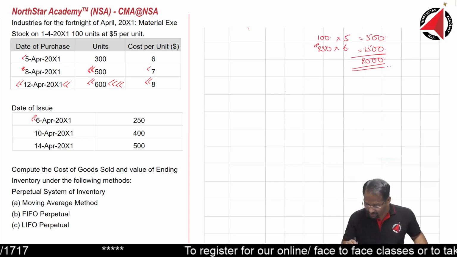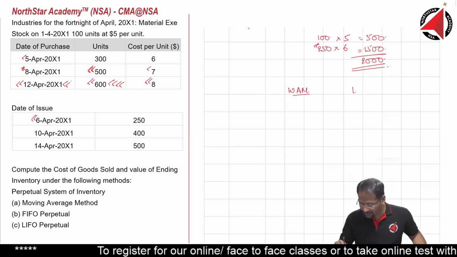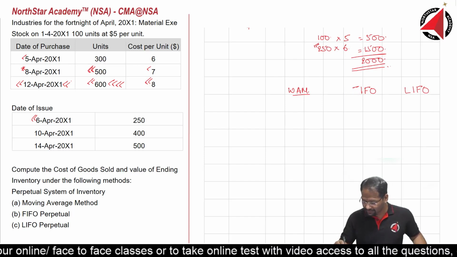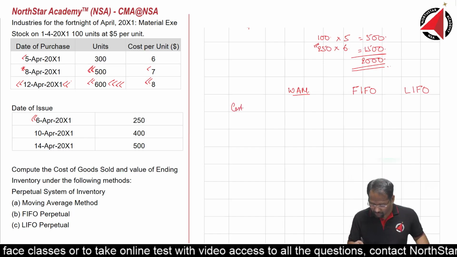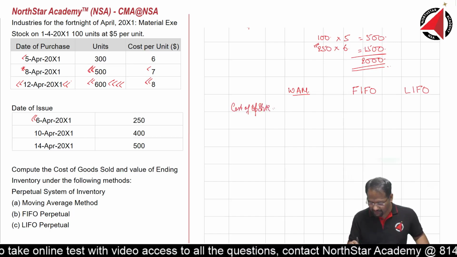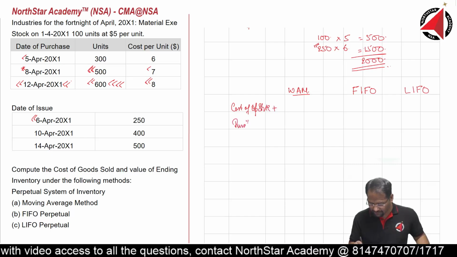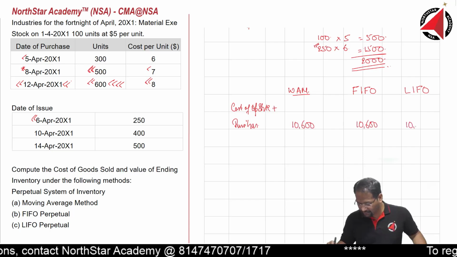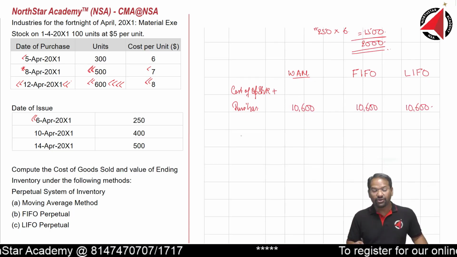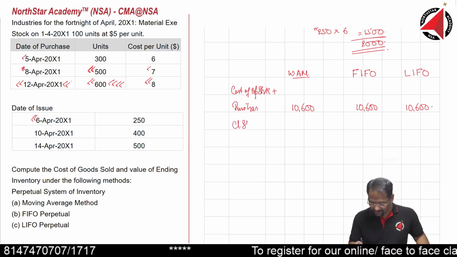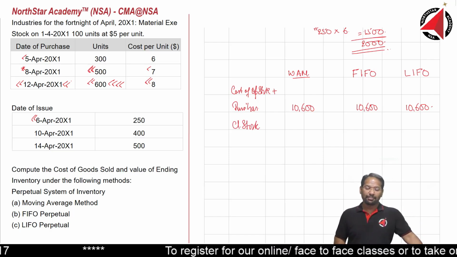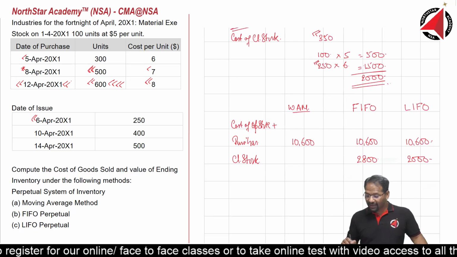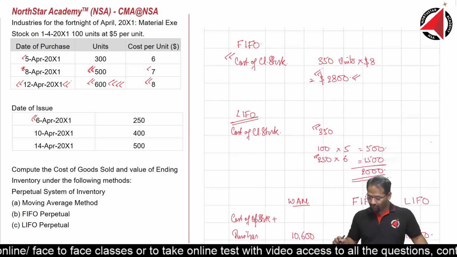Now let's write the summary. First, the total cost of opening stock and purchases under the weighted average method, under the FIFO method, and under the LIFO method. How much was the cost of opening stock and purchases? For all three methods, it was $10,600. How much is the value of our closing stock? Yes, you got it right. Under the periodic method, for FIFO we got 2,800, for LIFO we got 2,000, and for weighted average we had got 2,473.